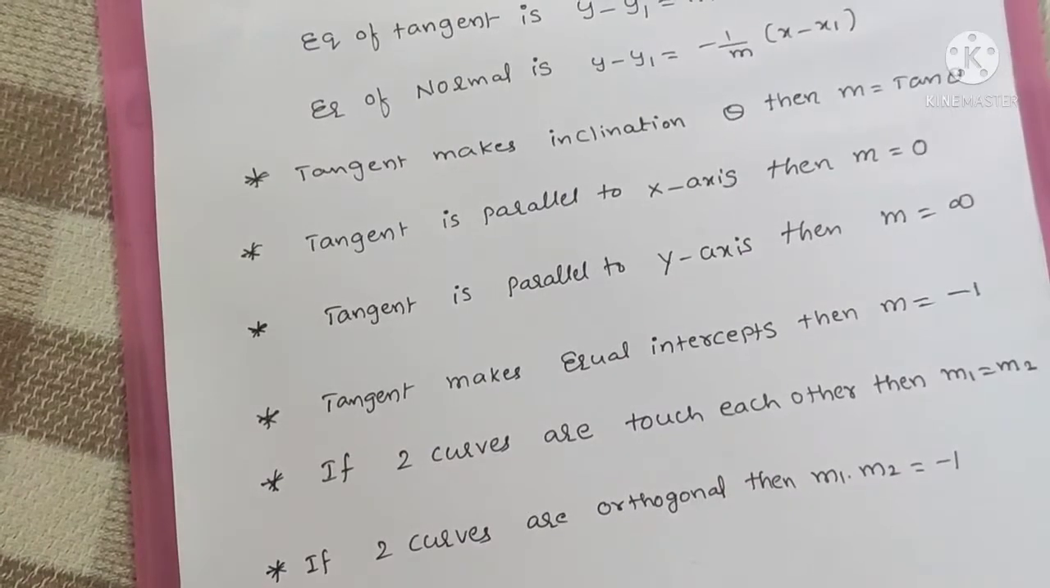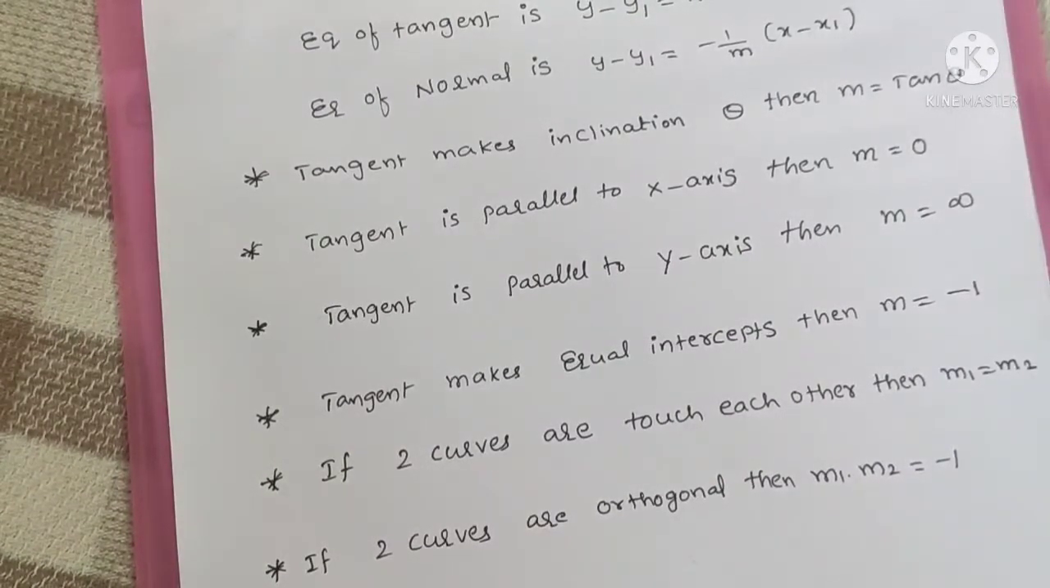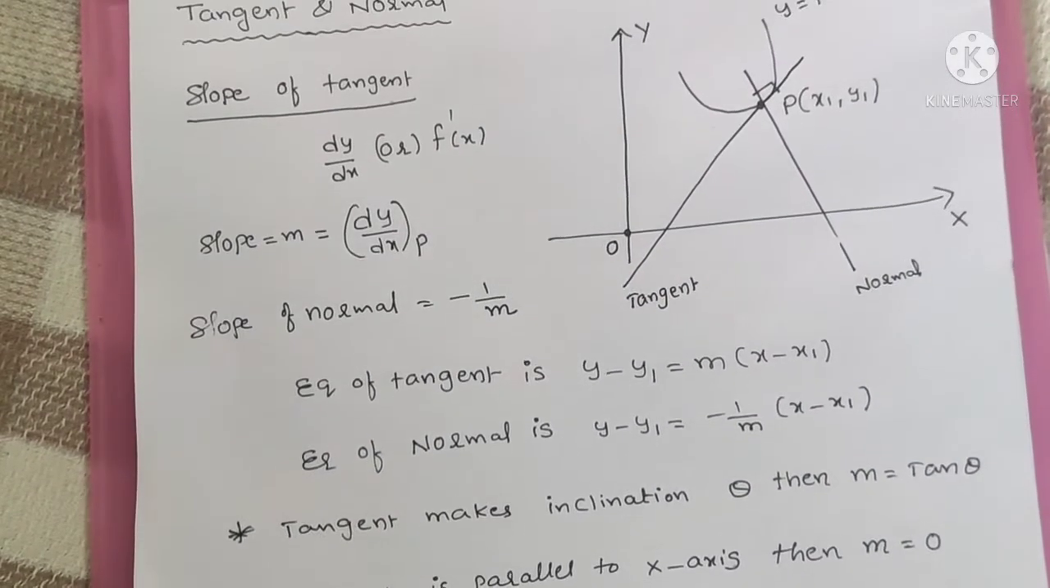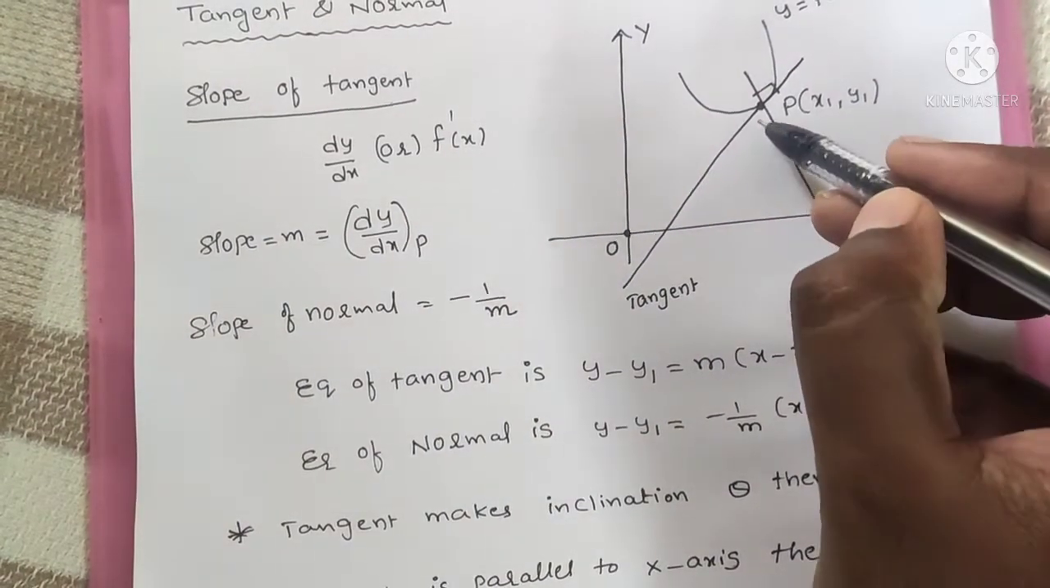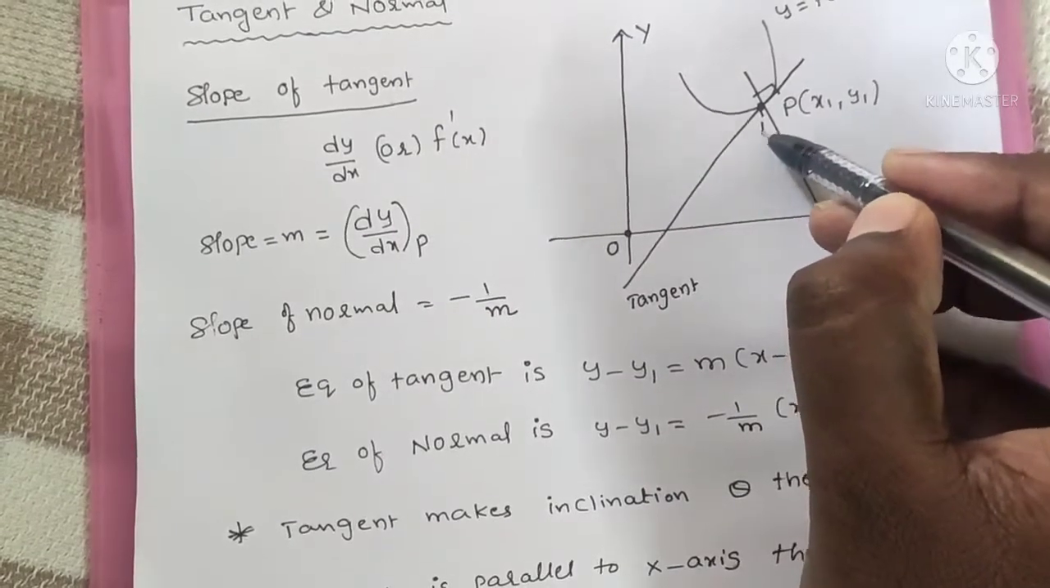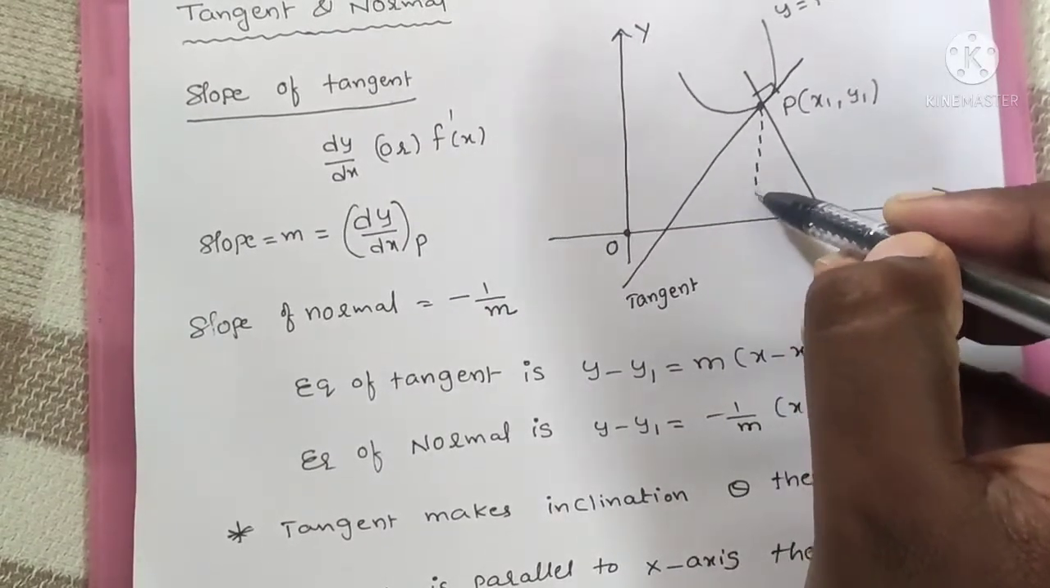Next we will discuss the concepts subtangent, subnormal, length of tangent and length of normal. Already we know this diagram. In this diagram, from P you draw a perpendicular on x-axis.